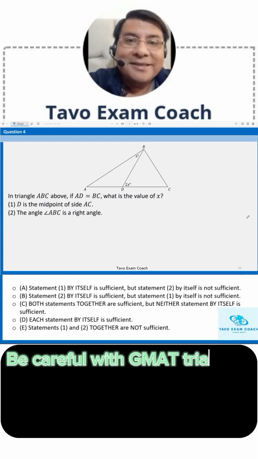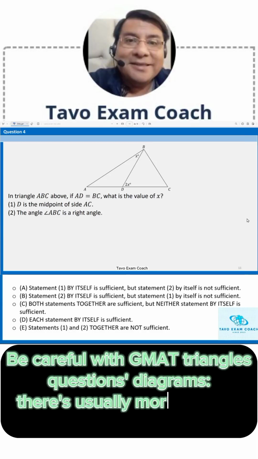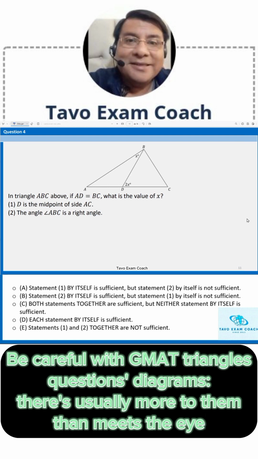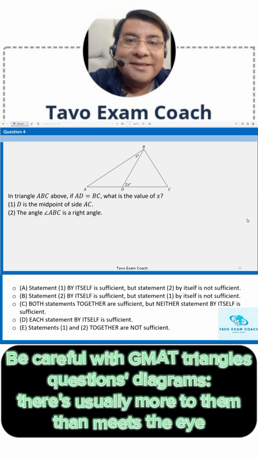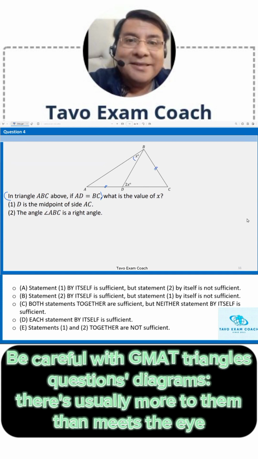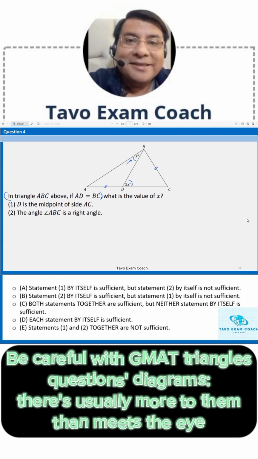In this sufficiency question, there is a drawing that represents a triangle, some information confirming that segment AD equals in length segment BC. You have here angle X, angle 2 times X, and that's it. You're supposed to find the measure of this angle. Would it be wise to go directly to the statements to see what information we can obtain from them?